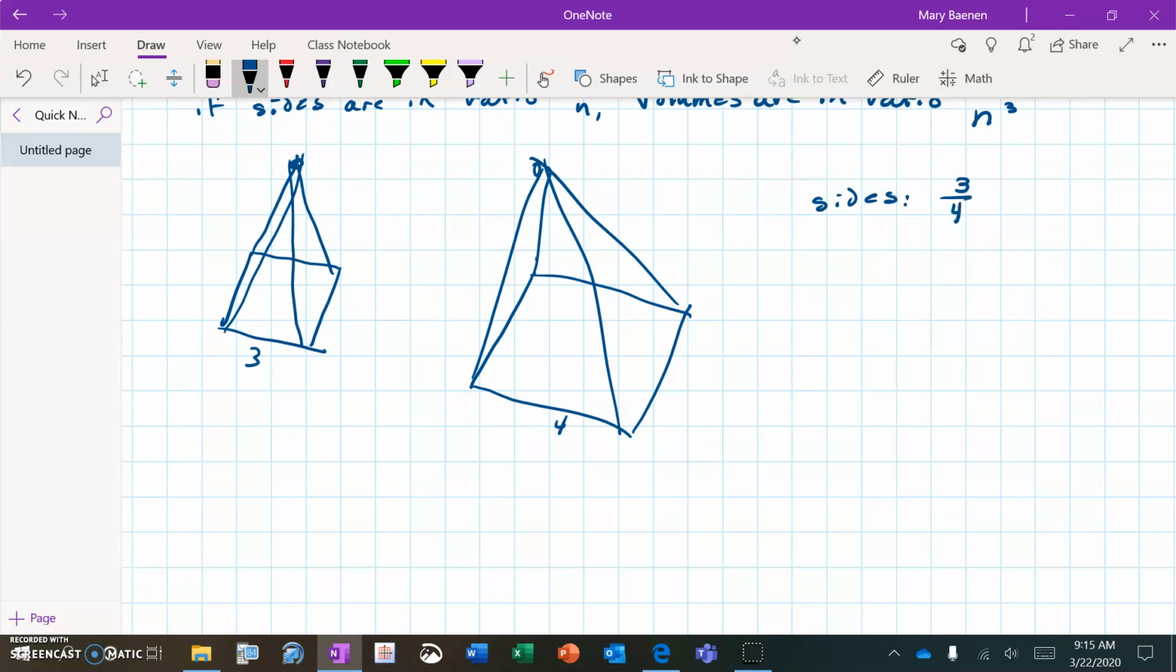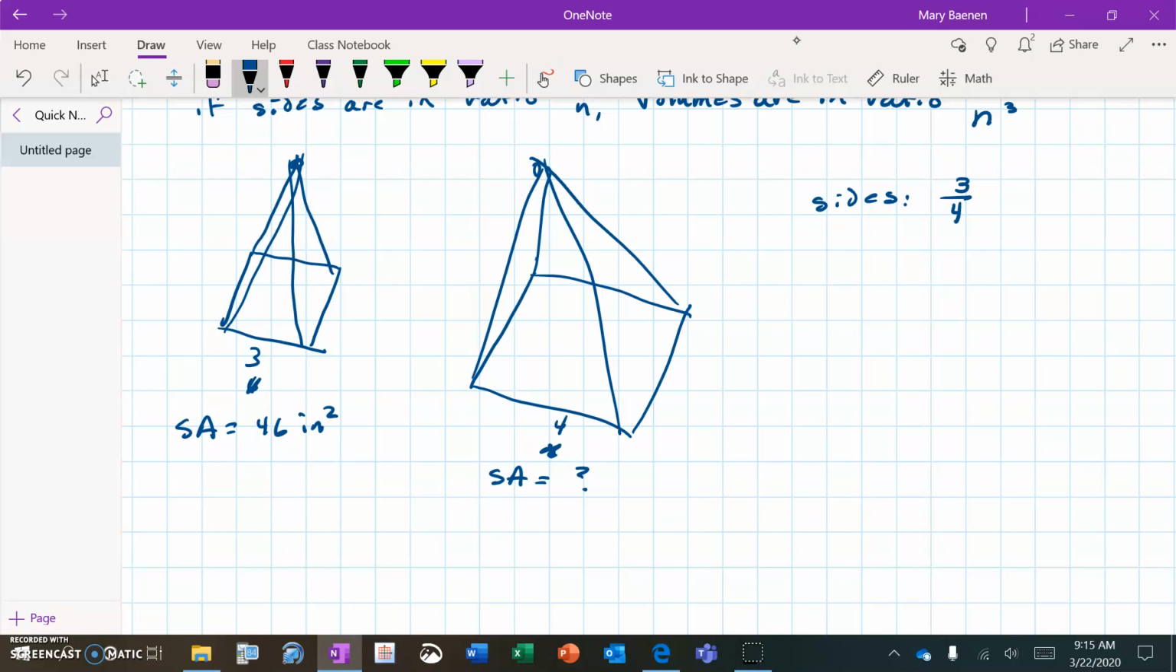Now, that doesn't necessarily mean that they are 3 and 4. If I multiply by 2, this would be 6 and 8. 6 and 8, when I reduce them, are 3 over 4, so it doesn't matter. But they're in the ratio of 3 to 4. The smaller pyramid has a surface area of 46 square inches, and they want me to find the surface area of the larger one.